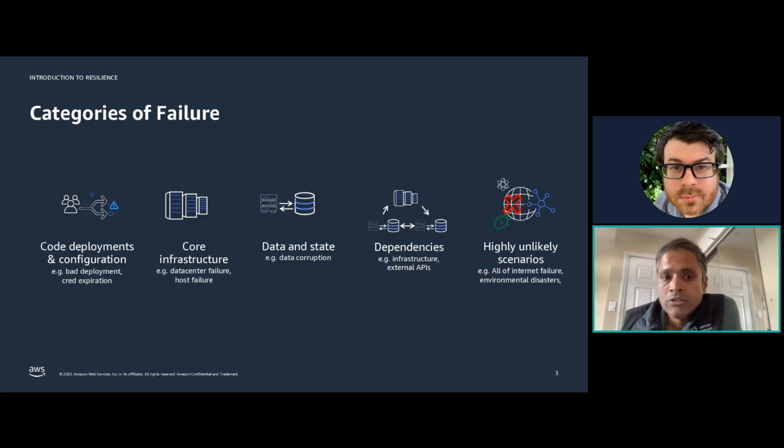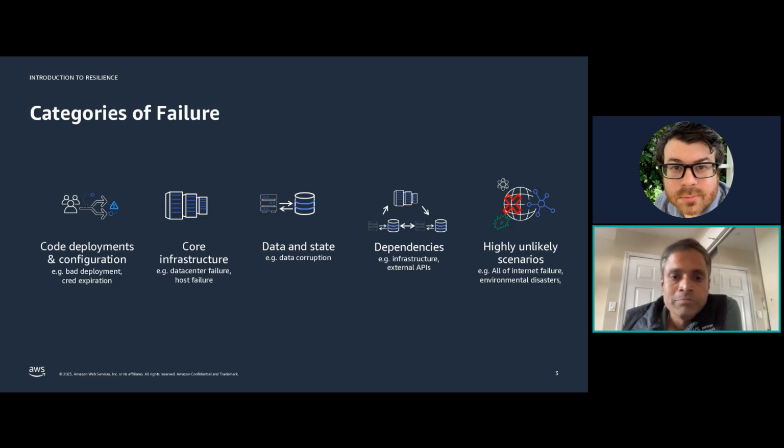Another category could be infrastructure. What if a single instance is terminated? Or what if there is an impairment to a single availability zone? Another category could be data and state. This covers your data and application state, etc. What happens if your customers overwhelm your service? What happens if your database gets corrupted?